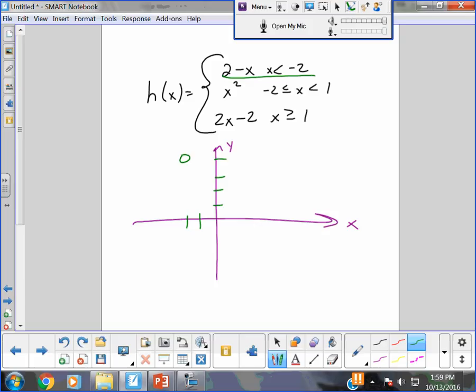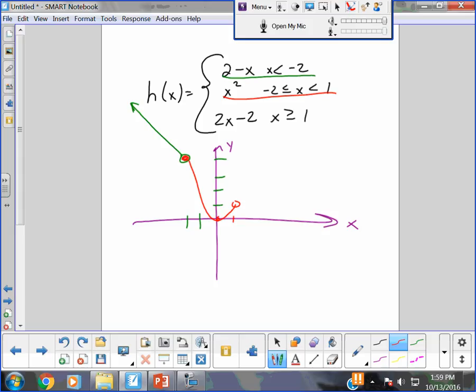Negative x plus 2. It's going to go through 2, with a slope of negative 1. I could picture the line going through 2, but I'm only drawing it for less than or equal to negative 2. Next one I'll do in red. x squared from negative 2 is equal. Negative 2 squared is 4. It fills in the green circle. At 1, it's open. Goes through the origin. Boom. That's the middle one.